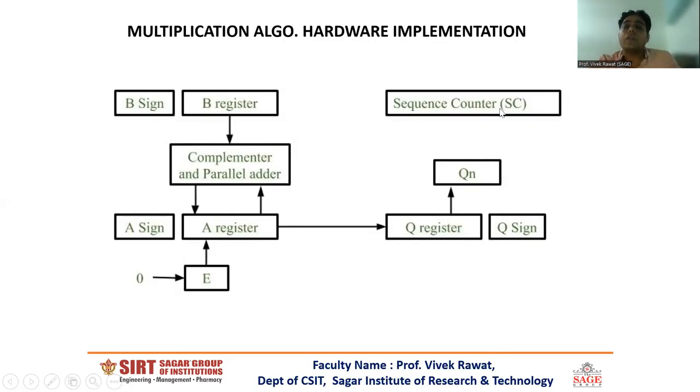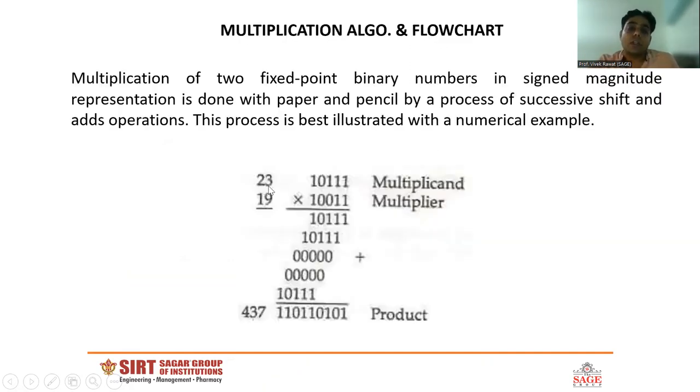Now, here is the sequence counter. Sequence counter means it is a sequence of multiplication digit numbers. Suppose 23, if we convert 23 into digits, it gives us the 5 digits 1 0 1 1 1, and 19 gives 1 0 0 1 1. So in this example, you can see we multiply this 1 into the whole 1 0 1 1 1. So we got the answer 1 0 1 1 1 with the help of this 1.